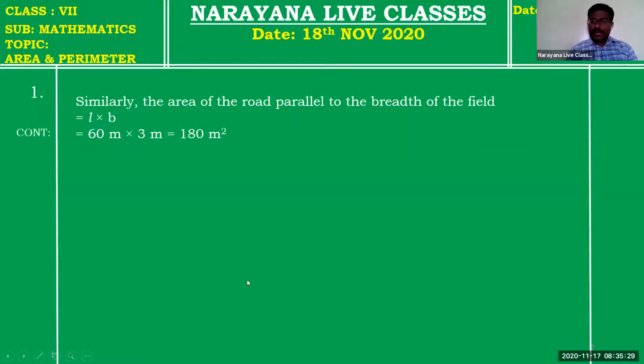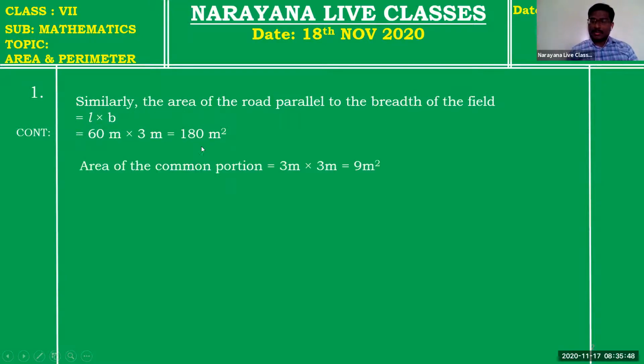Next, similarly, area of the road parallel to the breadth of the field. That means one more road, that is, just now we have found the horizontal one. Now we are finding the vertical road. That is also length into breadth. Here the length is 60, and breadth is 3 meter. That is 180 meter square.